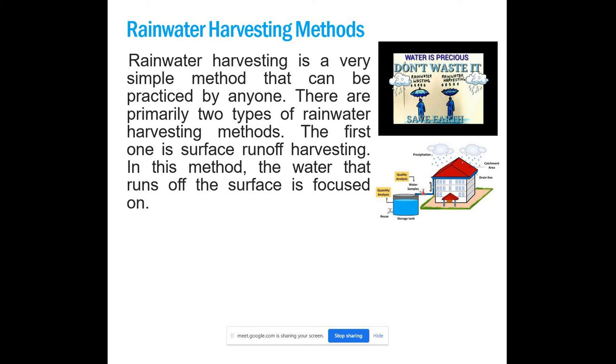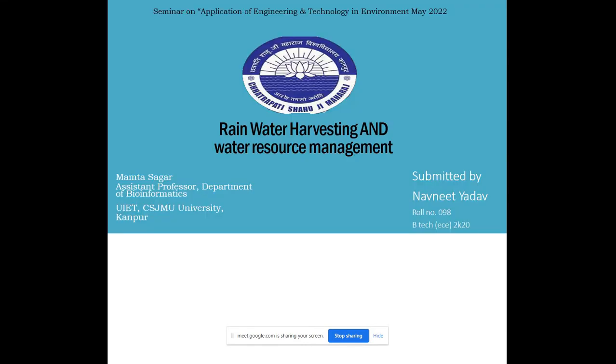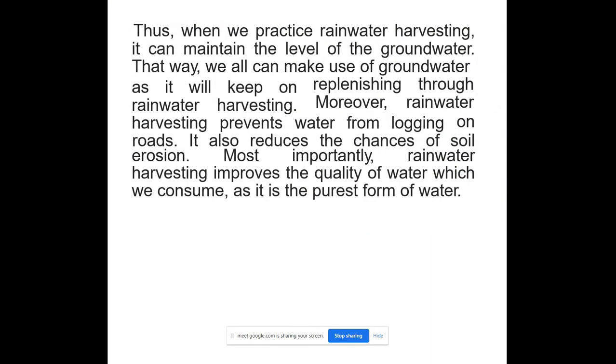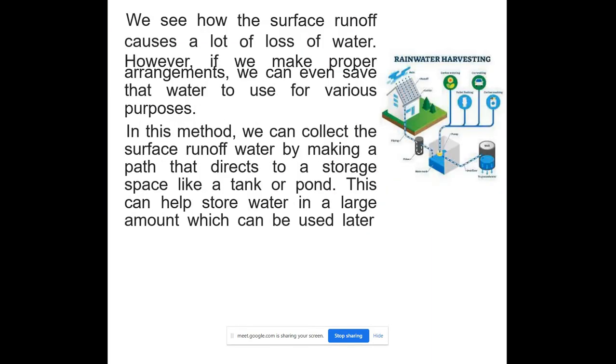There are primarily two types of rainwater harvesting method. The first one is surface runoff harvesting. In this method, the water that runs off the surface is focused on. We see how the surface runoff causes a lot of loss of water. However, if we make proper arrangements, we can even save that water to use for various purposes.